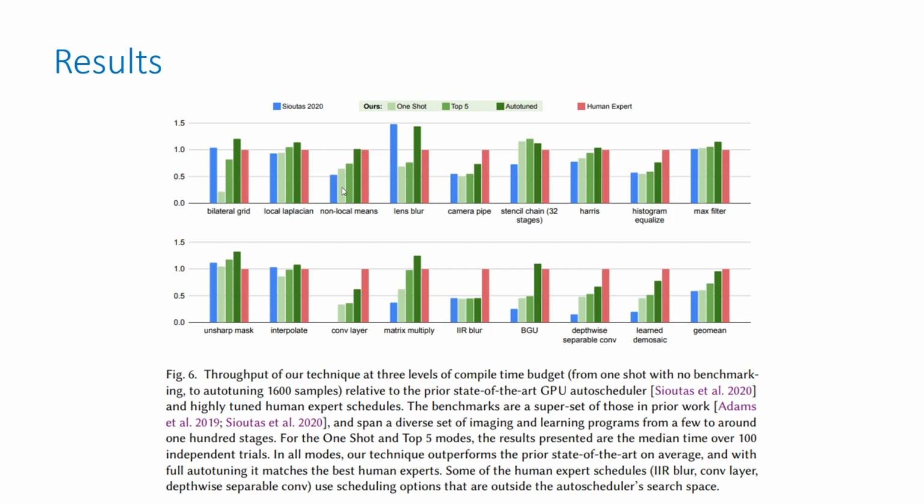And also the auto-tune version beats in many cases the human expert, like in max filter, Harris corner detection, stencil chain, matrix multiplication, lens blur, Laplacian, local Laplacian, bilateral grid, and sometimes even top 5 is able to beat it, like a stencil chain. I don't know if this is a real use case. Also max filter, but it can match sometimes the human expert, like interpolate, but autotune is gonna be closer to the human expert.